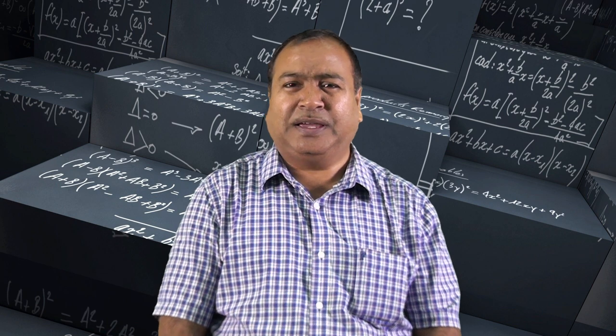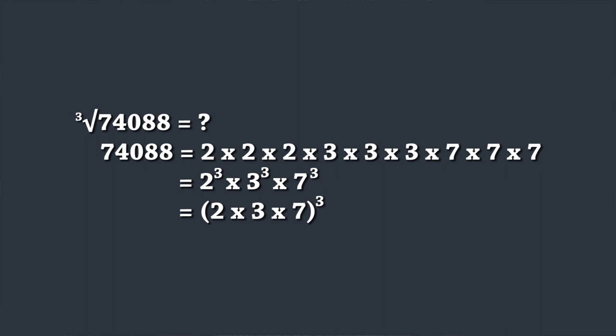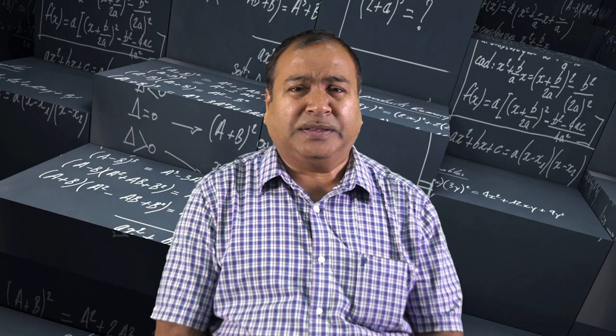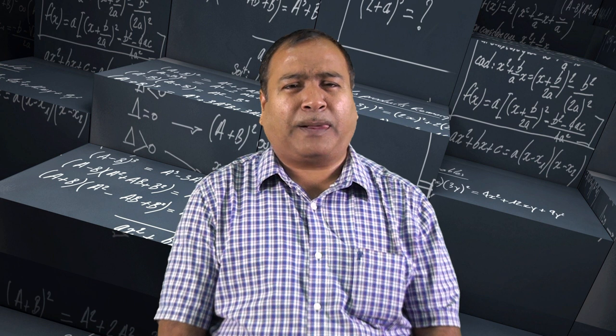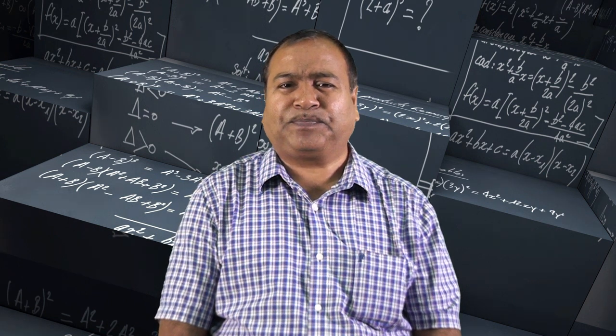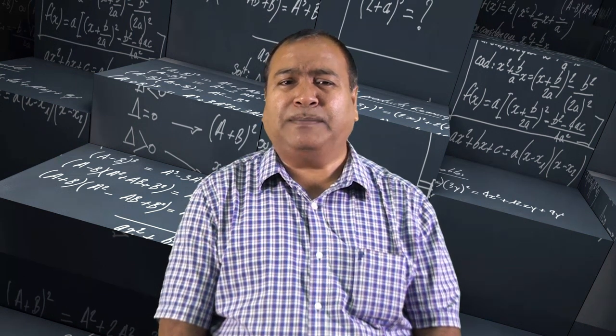Let us take one more example. Say 74,088. Now its prime factors are given as follows. 74,088 is equal to 2 into 2 into 2 into 3 into 3 into 3 into 7 into 7 into 7. That is equal to 2 cube into 3 cube into 7 cube. That is equal to 2 into 3 into 7 whole cube. Therefore, 74,088 can be written as 2 into 3 into 7 whole cube. Therefore, cube root of 74,088 is equal to 42. Here we note that if in the prime factorization of any number, each factor appears 3 times, then the number is a perfect cube.